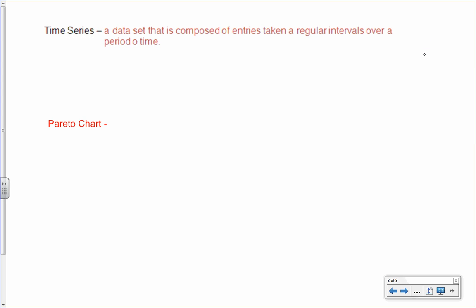Okay, time series. Find some room for it. Whoop, typo. That's okay. It's a data set that is composed of entries taken at regular intervals over a period of time, not period O time. Could be every year, every 5 seconds, whatever, but it would be a regular interval.